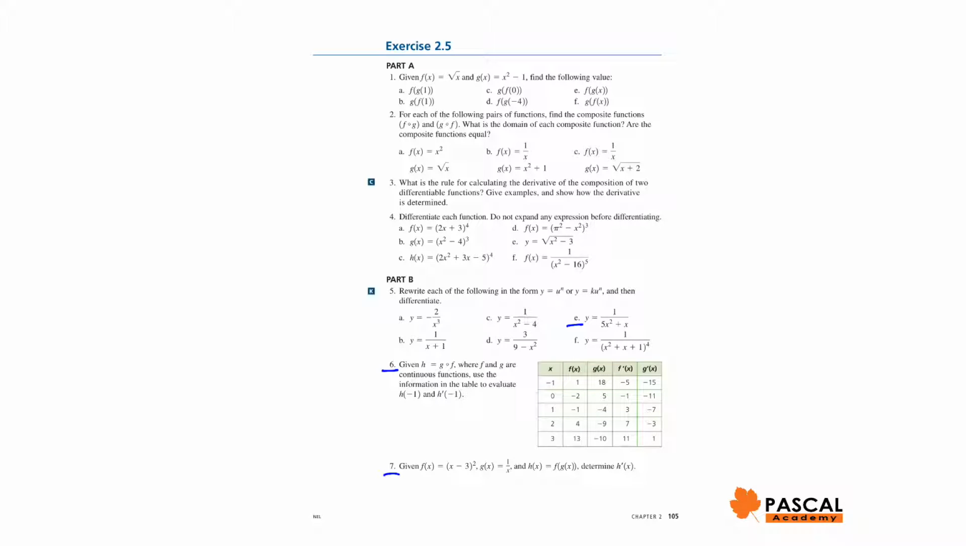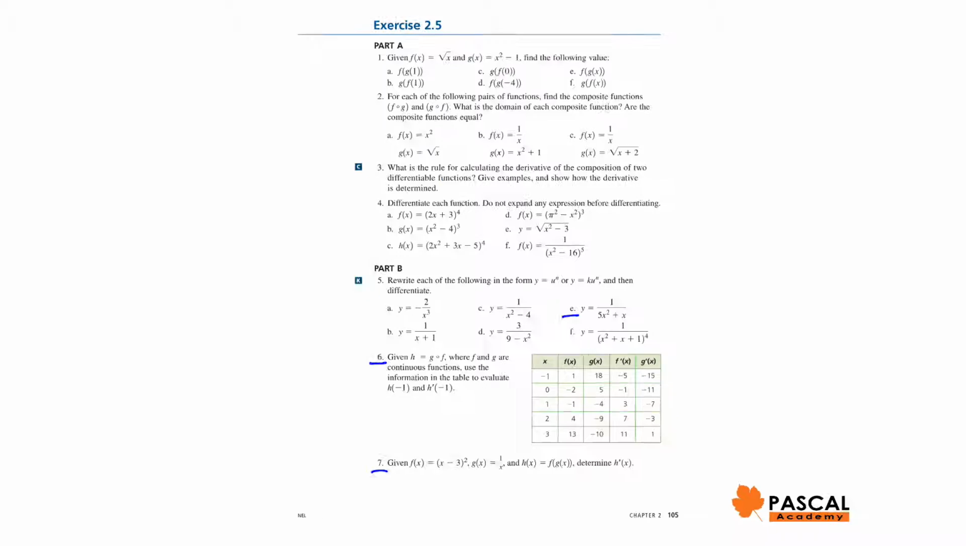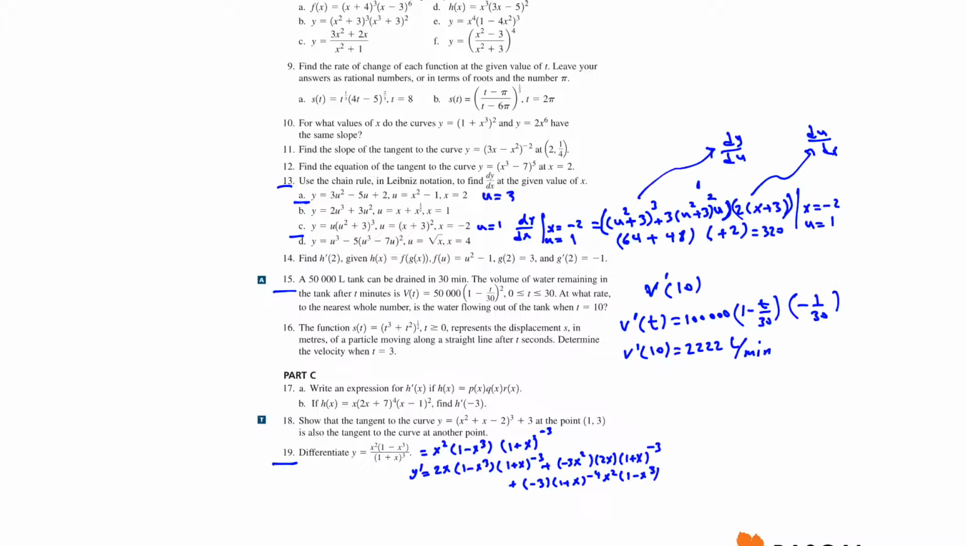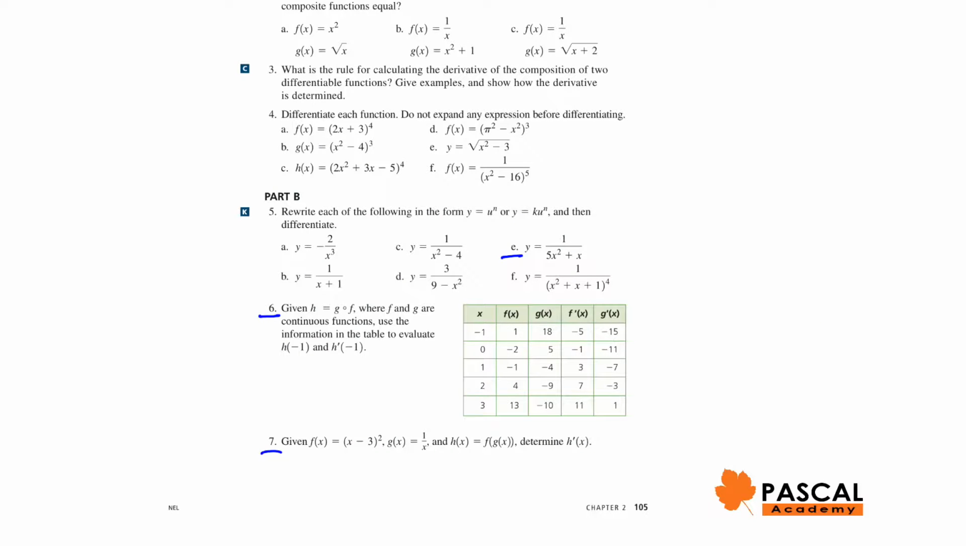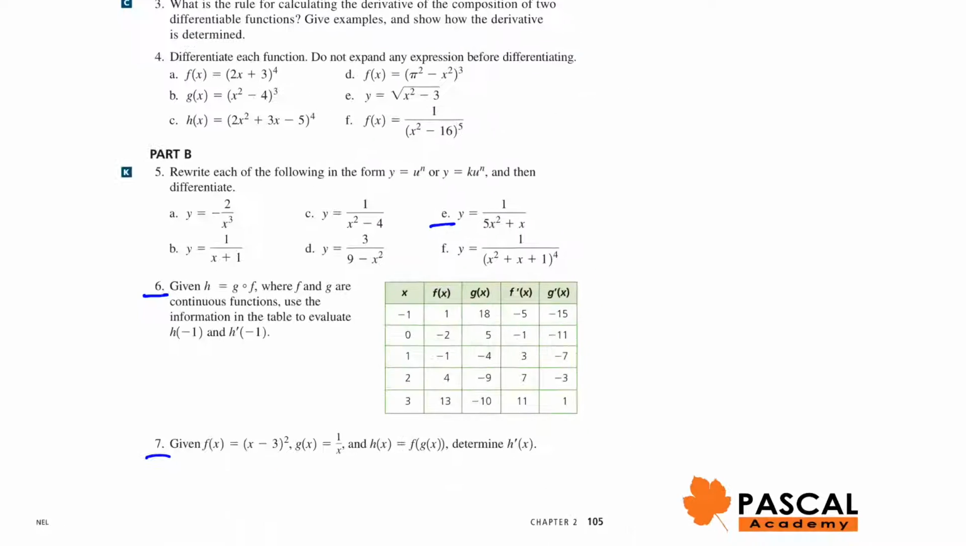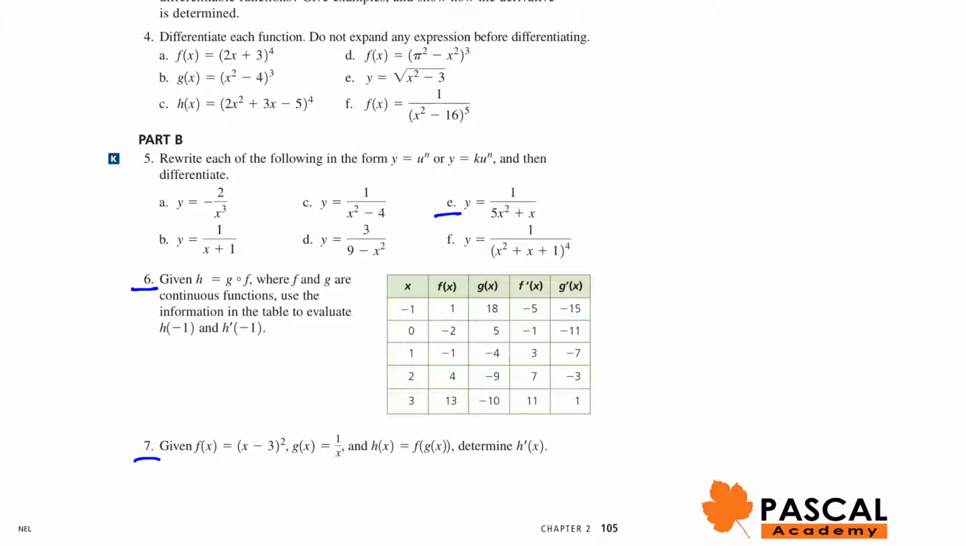MCV4U1, Chapter 2, Derivatives, Session 12. In this session, we are going to work on questions assigned in Session 11, page 105, 106, questions from exercise 2.5. The first question is question 5, part E.